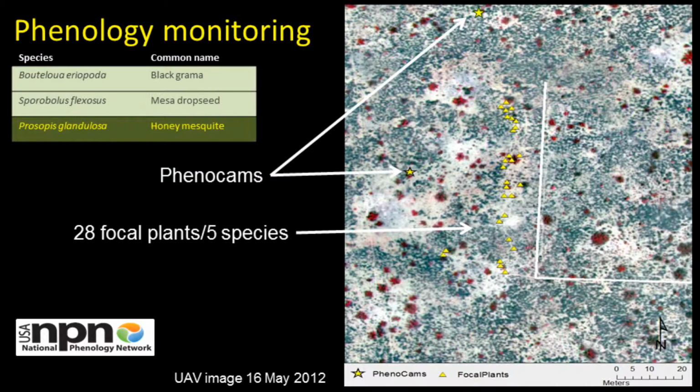The yellow stars at the top and here in the central portion of the image are the 2 cameras that we have mounted, and you'll see an image of those in a few moments. So primarily today I'm going to be talking about the patterns in black grama, the dominant grass at this site, and honey mesquite, the dominant C3 deciduous shrub.